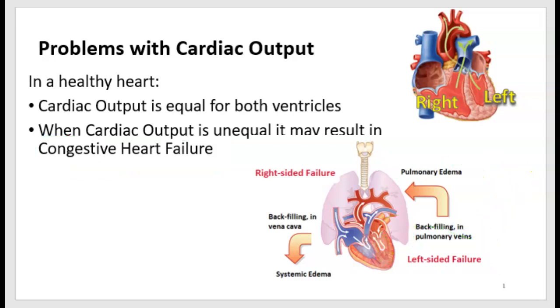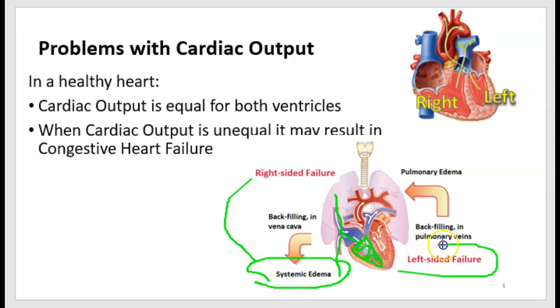If instead you have right-sided heart failure, then after systole is complete, the right ventricle is still full of blood, or at least has too much in it. And so blood backs up or congests the right atrium, the vena cava, all the way to the systemic tissues. And so that blood is pooling in the systemic tissues instead of in the lung tissue. And so you get systemic edema. So with right-sided failure, you get systemic edema.